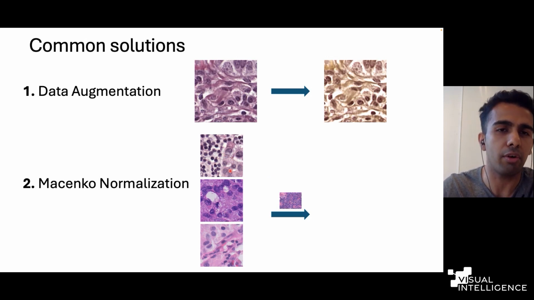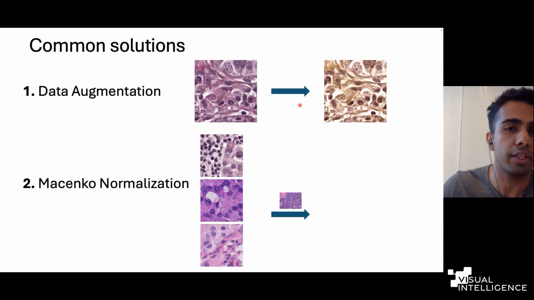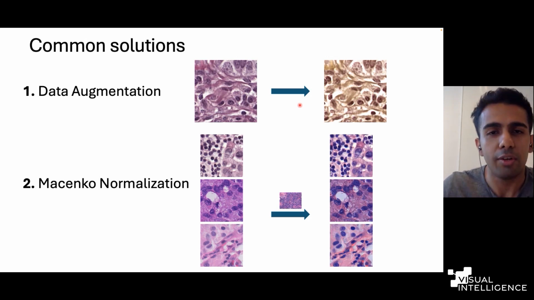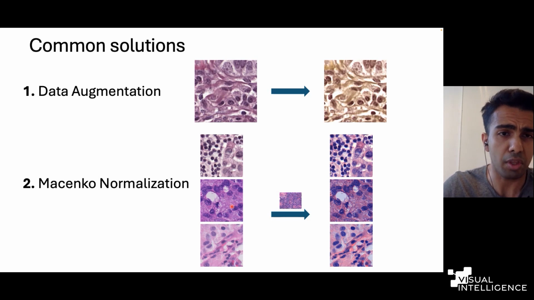And of course, you need to do this also during test time, not only during training time, unlike this approach where you augment the data only during training time. So if you do stain normalization on these tiles, for example, using this as a target tile, you get these images, which all look very similar, right? So you have taken care of the color information.